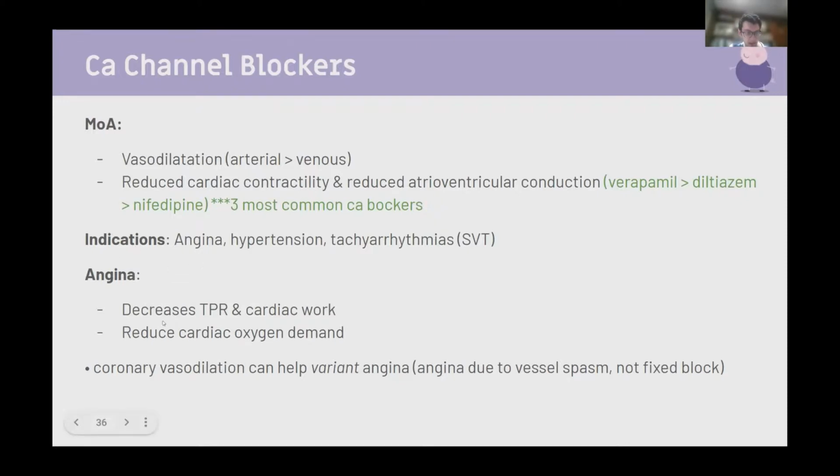In angina, it decreases total peripheral resistance and cardiac work, so it's limiting the contraction of those arterioles, decreasing arterial peripheral resistance. And so we can have less demand of the heart and a lower cardiac output, and so less work. It also reduces oxygen demand as a result. Coronary vasodilation can help with variant angina as well, and that's angina due to vessel spasm. So that's really important.